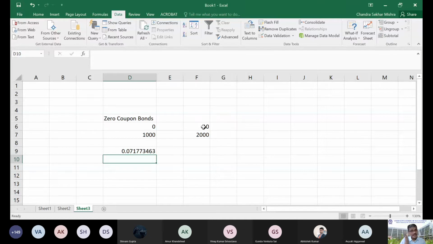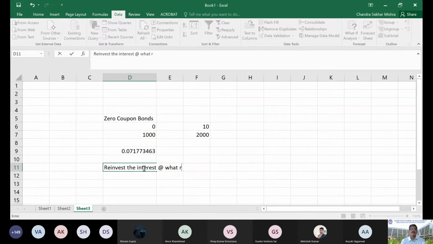1,000 rupees principal back, 700 rupees your interest. Okay. Now, if I have to make it 2,000 as an investor, what should I do? I'm getting an annual coupon of how much? 72 rupees. So how do I make it 2,000? What is the challenge for me? I have to reinvest the interest. At what rate? Tell me. 7.2% or 7.17%. Okay, that means which is better?